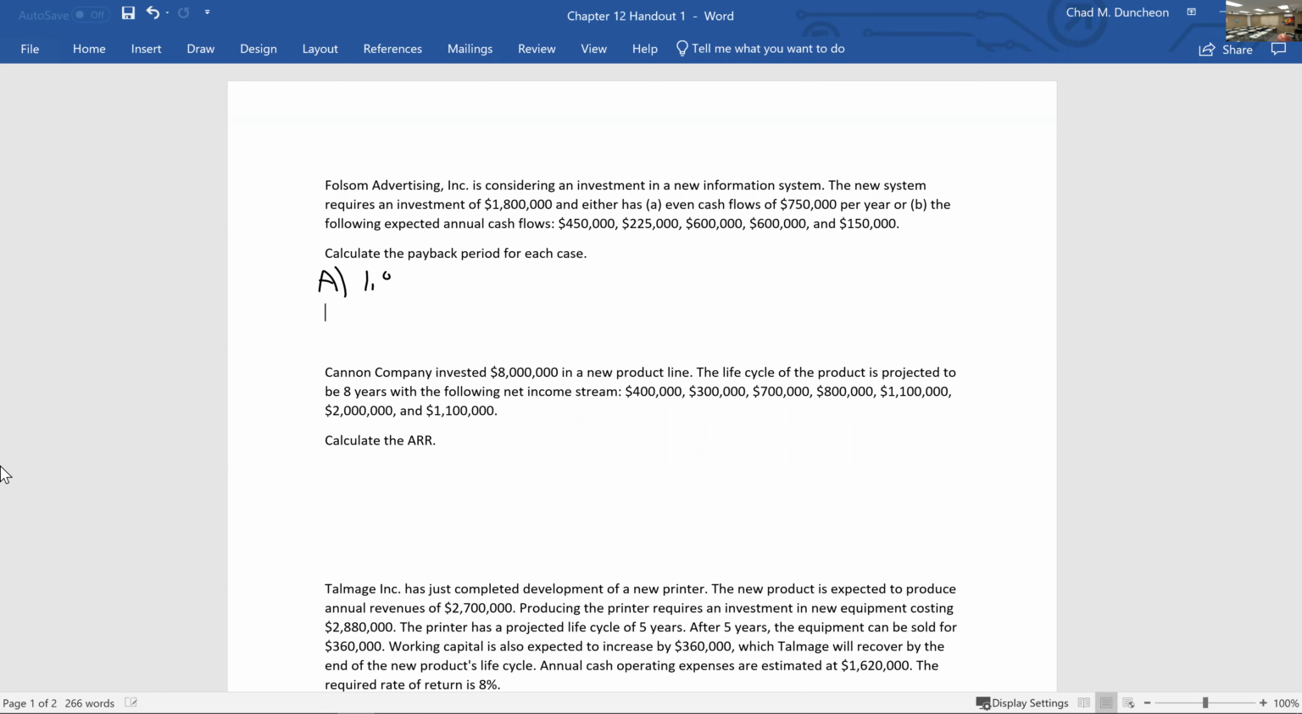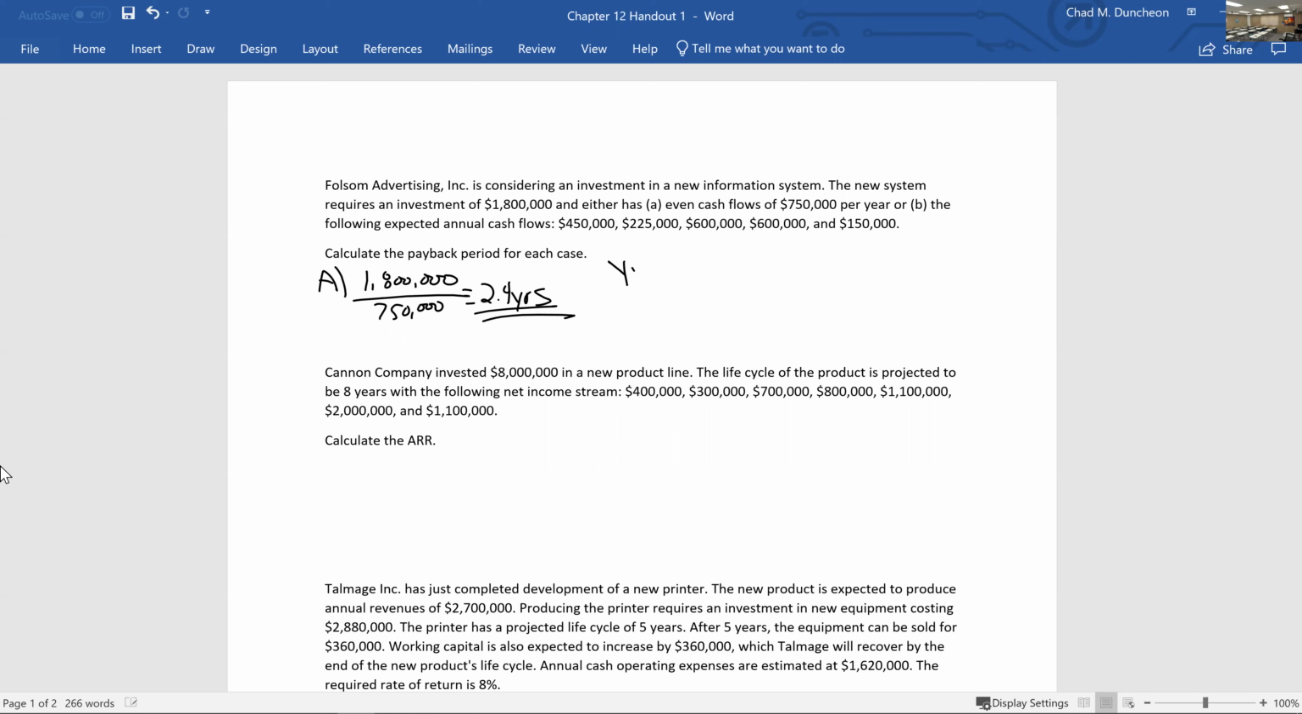Okay, so for A, we're going to calculate the payback period. We can take our initial investment, and when the cash flows are uniform, when they are the exact same, we just divide by the cash flow. So we're going to get $750,000 a year. It's going to take us 2.4 years to pay it back when it comes to this new information system. If the cash flows were different, we'd have to start adding them up until we reached our initial investment.